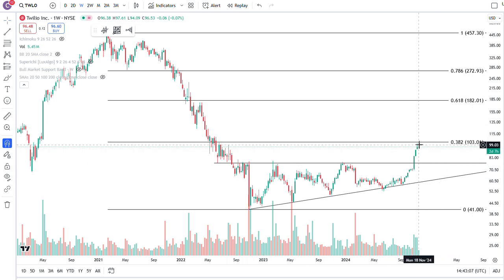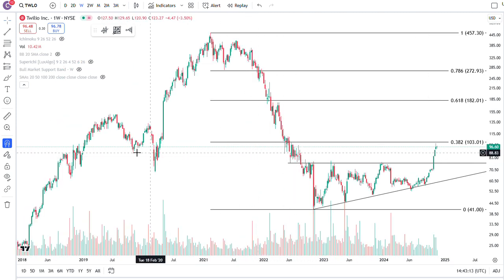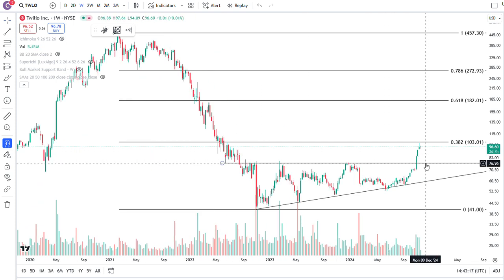I think we're probably going to end up coming back to something, either maybe this midline zone over here, kind of around the 87 range, or it can even come all the way back to test the breakout of this ascending triangle here around $77. All these are possible, but we'll see how it reacts here.